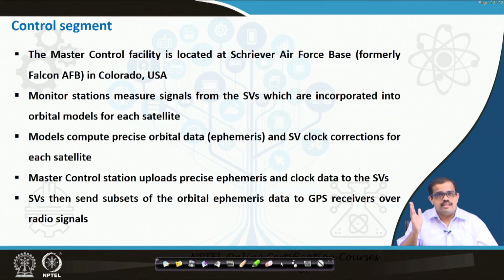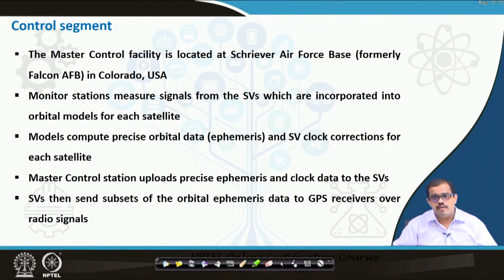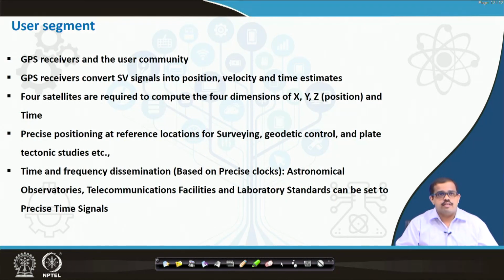If you can understand this, first the raw signals are sent to the control stations, and once the corrected signal is sent back to the satellite, the signals that come to the Earth's surface are in the form of radio signals. Okay. So, that is what we have to understand.